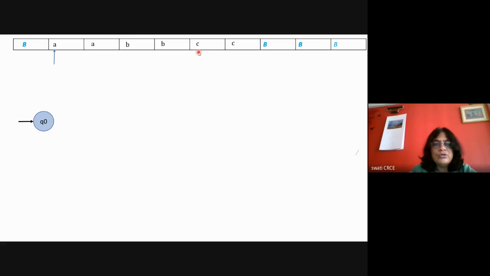It will check whether there is any B. If there is any B, that means the number of A's and B's are not equal. So it will be halted with an error or remain in the hang state. But if all A's are over, all B's are over and all C's are over, then it will get capital B, and it will remain there and go to the final state by accepting the string.